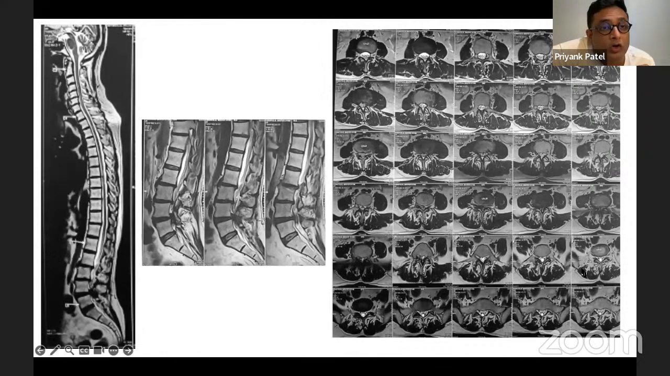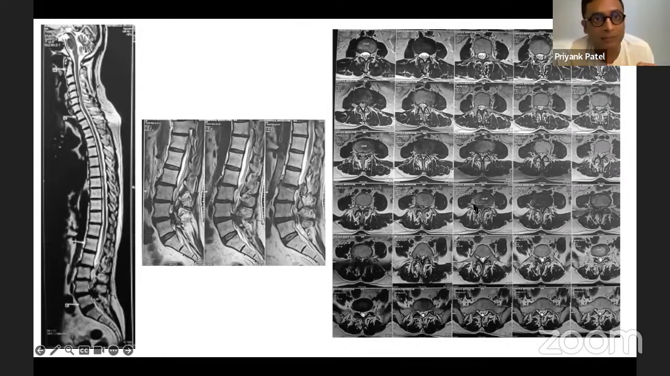Would you guys want to decompress L5S1? Not really. It looks like a pretty normal level. If this comes in front of you, you don't want to do anything. So get that out of your decompression level. Now see the axial cut at 4-5. At 4-5, there is significant stenosis.